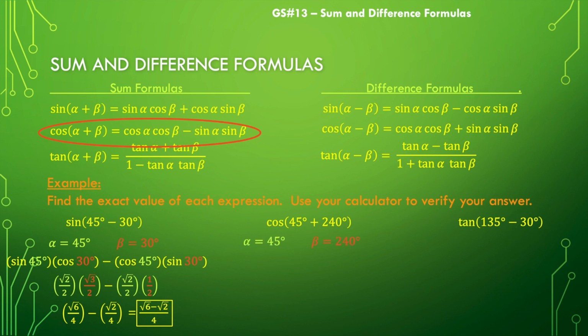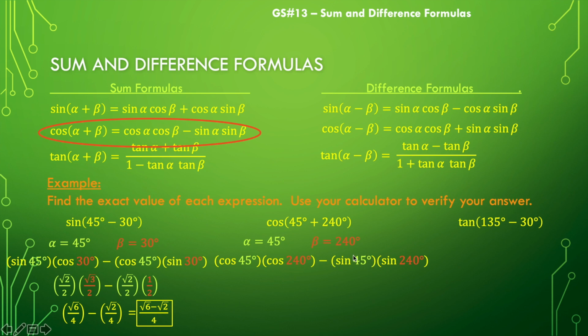Now I can take those and sub them in for alpha and beta throughout my formula. So the cosine of alpha will become the cosine of 45 degrees. The cosine of beta will become the cosine of 240 degrees minus the sine of alpha, which is the sine of 45 degrees, times the sine of beta, which is 240 degrees. So we have something that looks like this. And now the next step will be to evaluate each of those pieces. Take the cosine of 45 degrees and evaluate that. We know that to be the square root of 2 over 2. And then the cosine of 240 degrees, that will be negative 1/2.